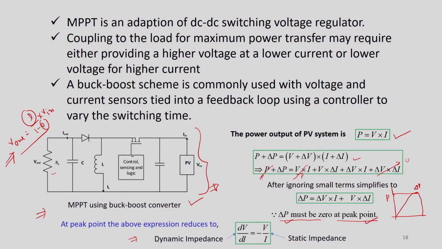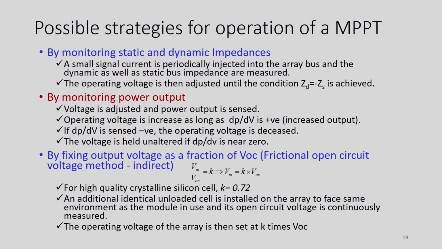This del V by del I is known as the dynamic impedance of the source, and this minus V by I is the static impedance. This knowledge is applied for controlling the operation of MPPT. Now, what different strategies are adopted for operation of an MPPT? The first one is by monitoring static and dynamic impedances, the second is by monitoring power output, and the third is by fixing output voltage as a function of open circuit voltage. This is also known as the fractional open circuit voltage method, and this falls under the indirect method.